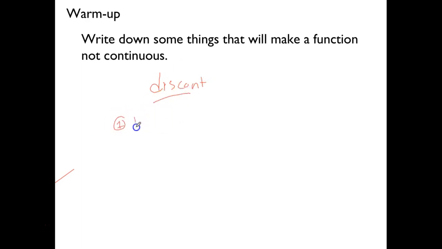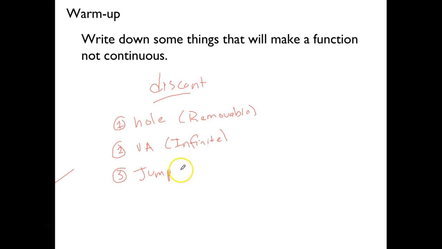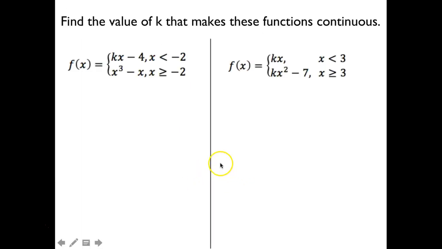So number one, remember there are holes, there are removable discontinuities, removable. Number two, there are asymptotes, vertical asymptotes only. That is an infinite discontinuity, right? Three, remember the last thing are jump discontinuities. And remember those occur with piecewise functions. We only see those on piecewise functions. Okay, let's go on to the next slide here.